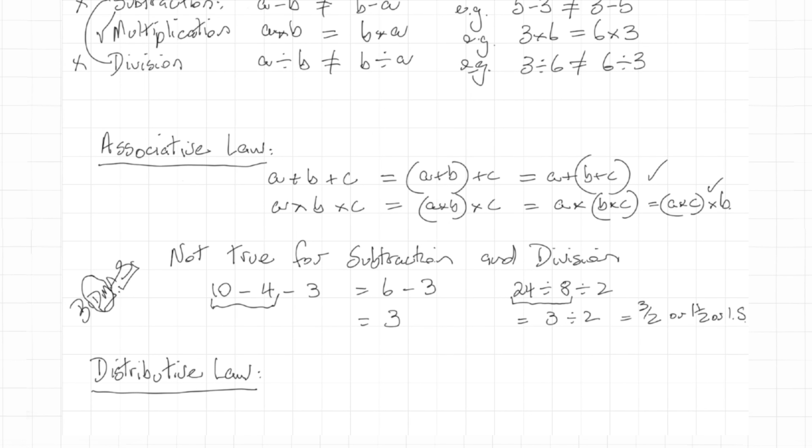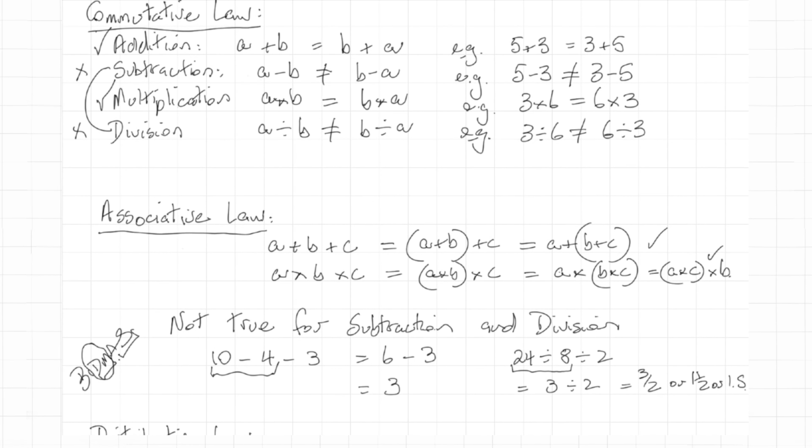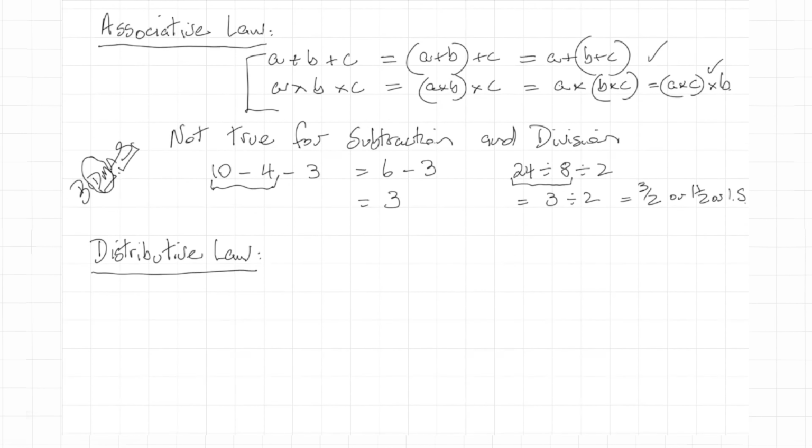Okay, so they are the commutative law and the associative law. Very similar, these two laws. It's just that when we've got 3 numbers involved, for addition and multiplication, the associative law is true, and the associative law does not apply to subtraction and division. You need to work from left to right.